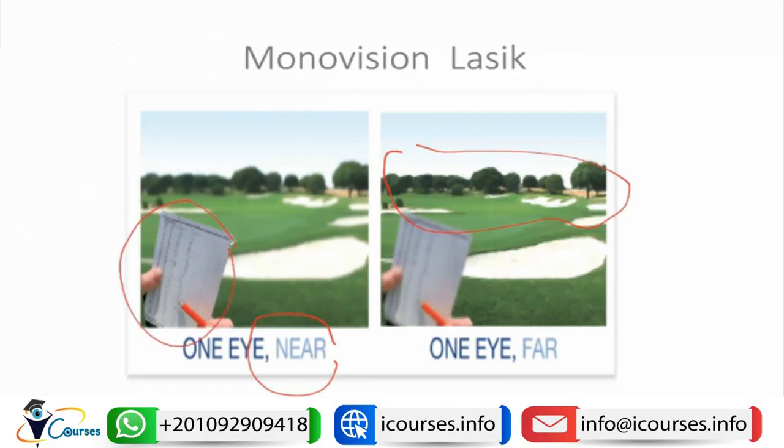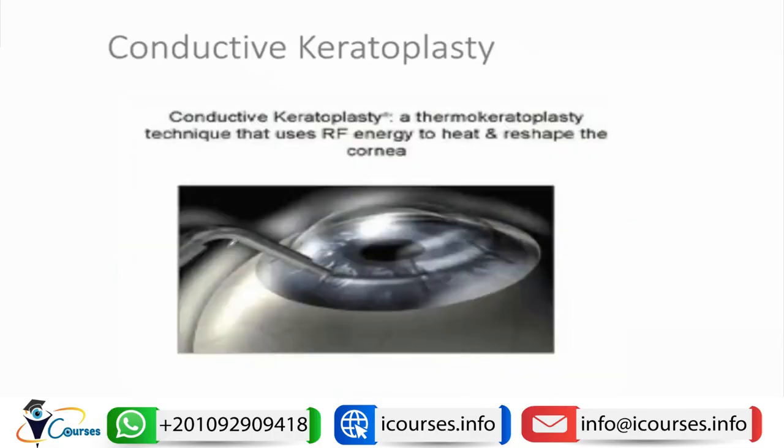This can result in confusion in some patients, but in order to avoid this confusion, we ask the patient to use a contact lens that is corrected for near for one eye and for far for the other eye for 1 week, and to see if the patient will be able to tolerate this monovision or not. If the patient is able to tolerate this monovision, then we can go for laser vision correction.